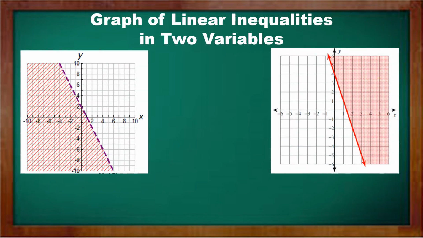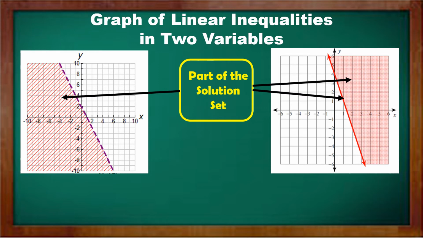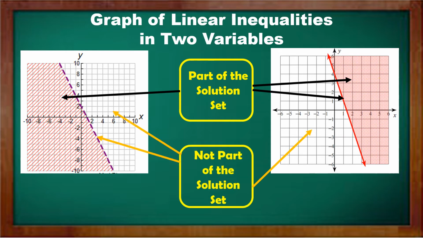For a clearer visualization of the graph of a linear inequality in two variables, I will discuss to you its parts. As you can see, its graph is divided into two planes, the shaded and the unshaded region. The shaded part and the solid line represent the solution set that satisfies the inequality and makes the statement true, while the unshaded region and the broken line indicate that it is not part of the solution.